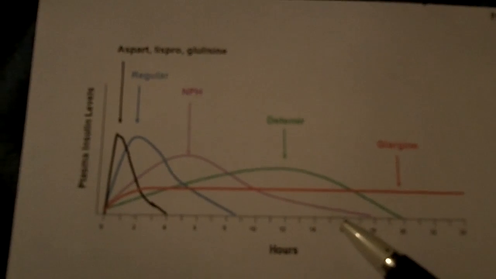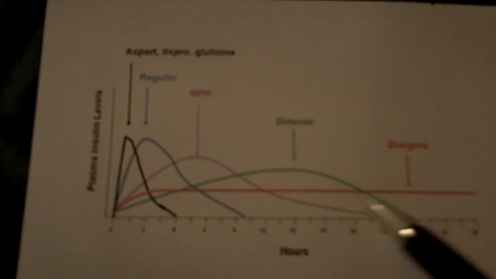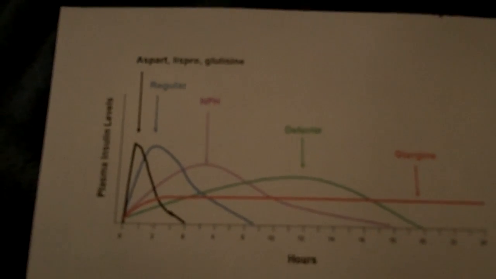Third is a product called NPH, and this is drawn right here for you. As you can see, it's more of an intermediate acting insulin. It doesn't quite act when the meals are occurring, and it doesn't quite last a full 24 hours. It's kind of more of an intermediate.